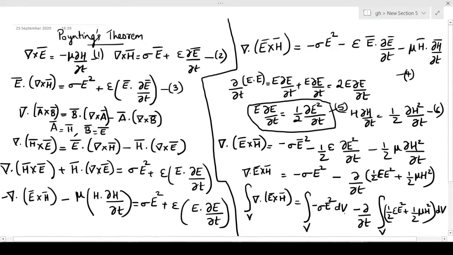So this is the final form of the equation, that is, the volume integral of del dot E cross H dV is equal to the volume integral of minus sigma E square dV minus dou by dou t of the volume integral of half epsilon E square plus half mu H square dV. As you know, the energy density in the electric field is given by half epsilon E square, and the energy density of the magnetic field is given by half mu H square.